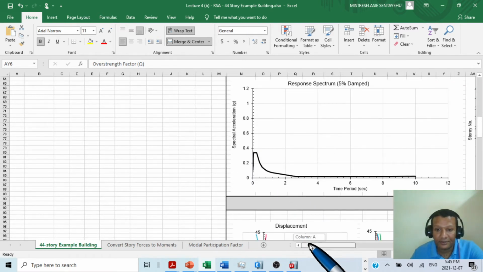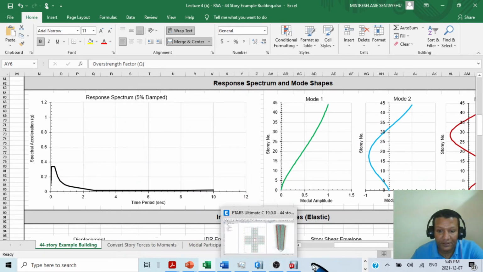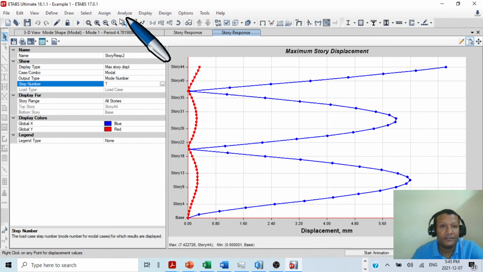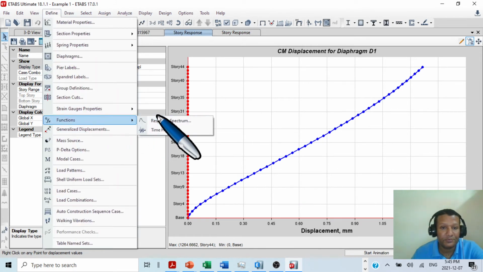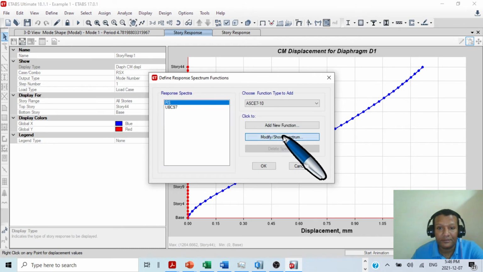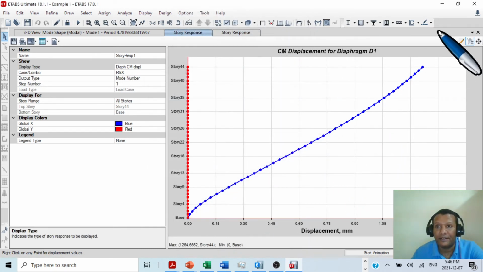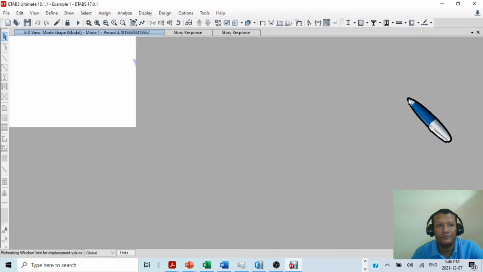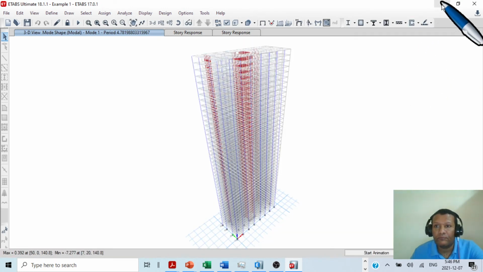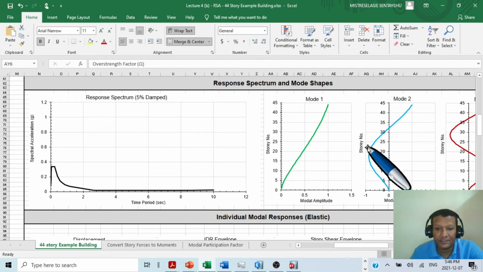Then as per the result, we can see here, this is our response spectrum curve. This is the same response spectrum curve as here. Define response spectrum here, response spectrum, apply. This is the same response spectrum we are using there. So this is the first mode, second mode, and third mode.